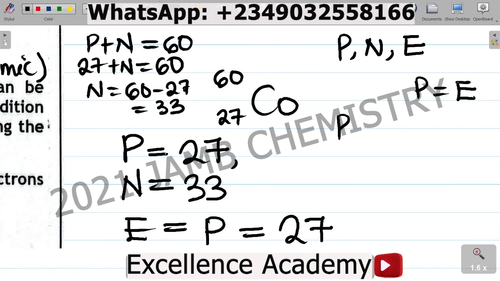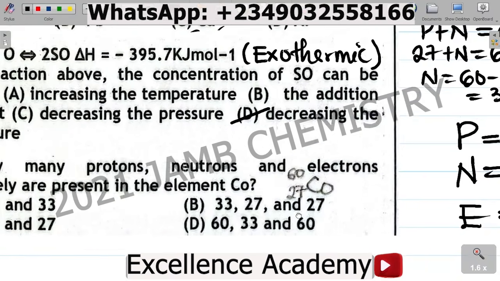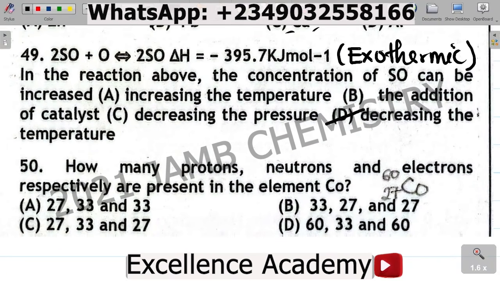So the number of protons, neutrons, and electrons becomes 27 protons, 33 neutrons, and 27 electrons. So it becomes 27, 33, 27 respectively. So let's see which option is that. That is option C. So option C becomes the correct answer.